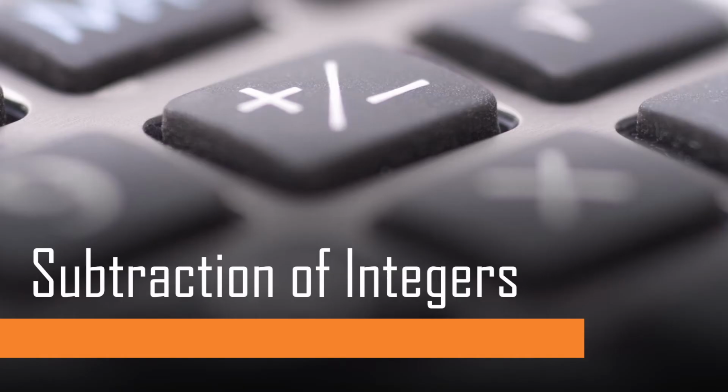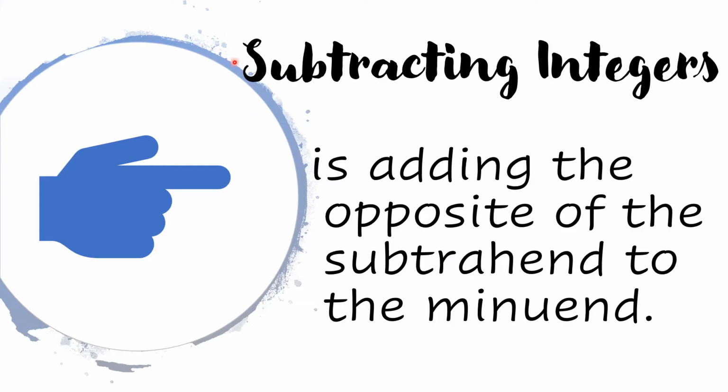So, next is subtraction of integers. Subtracting integers is adding the opposite of the subtrahend to the minuend. So, para mas madaling matandaan ang process ng pag-subtract ng integers, gagamitin natin ang keep, change, flip. So, keep the first number, change the operation to addition, and flip the sign. Kung positive, magiging negative. So, let's have examples.